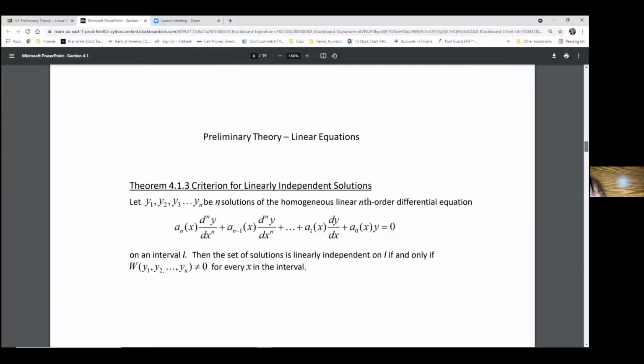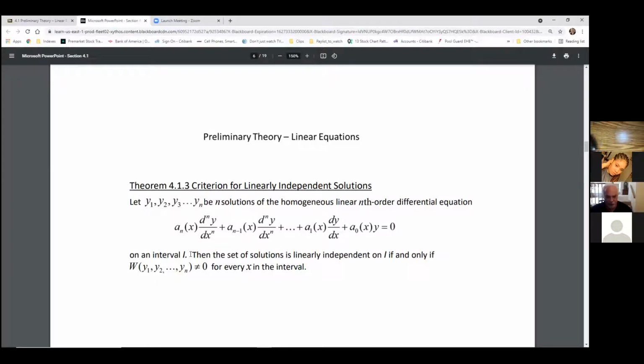All right, so let's see. This is basically what we're saying now that we introduced the Wronskian: if we let y1, y2, y3, up to yn be n solutions to the homogeneous linear nth order differential equation, these are the solutions to the nth order differential equation on some interval I. Then the set of solutions is linear independent on I if and only if the Wronskian is not equal to 0.